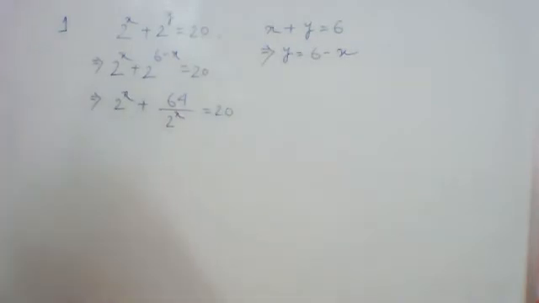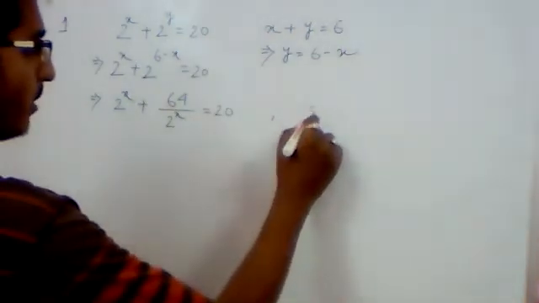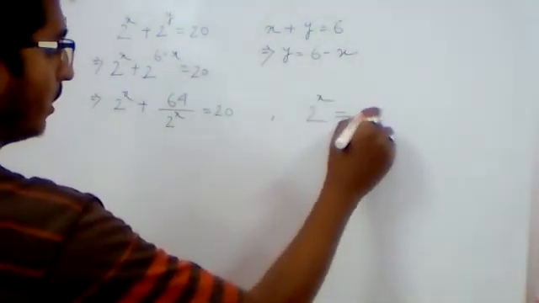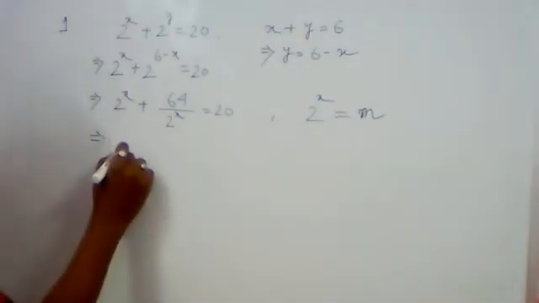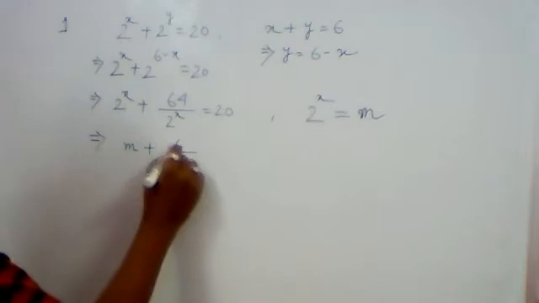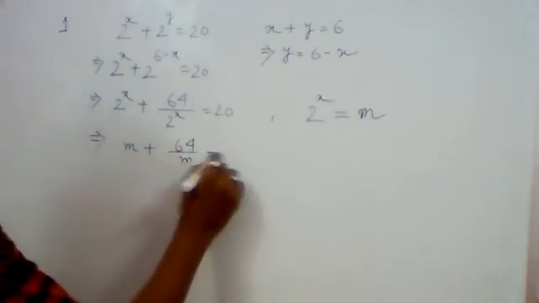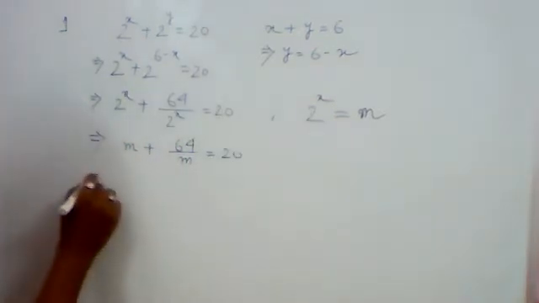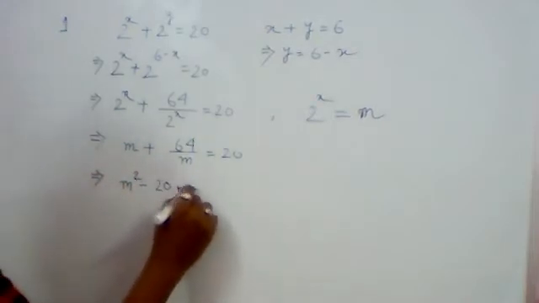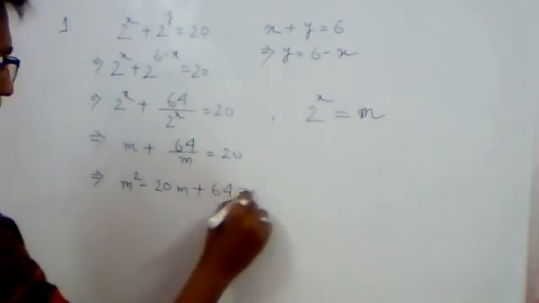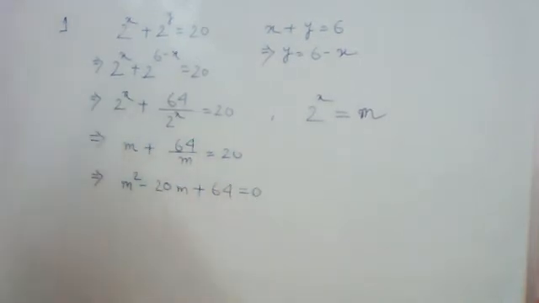Okay. Here we can assume 2 to the power x as another variable. Suppose 2 to the power x is m. So we can write this equation as m plus 64 by m equal to 20. So this means m square minus 20m plus 64 equal to 0. So it is a quadratic equation in m, and we can solve it in m.